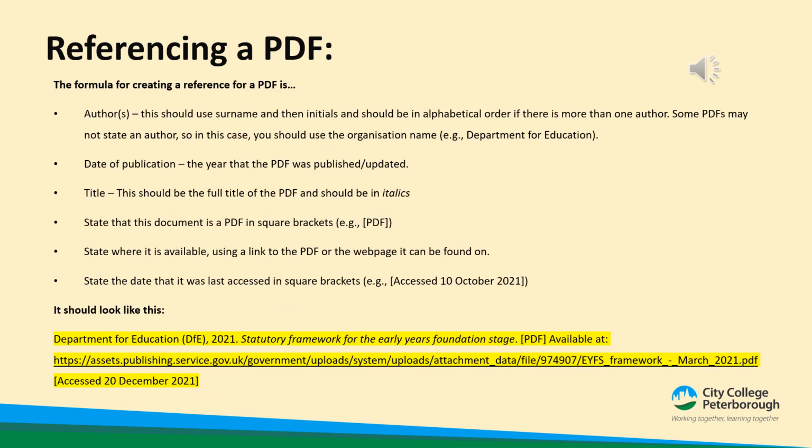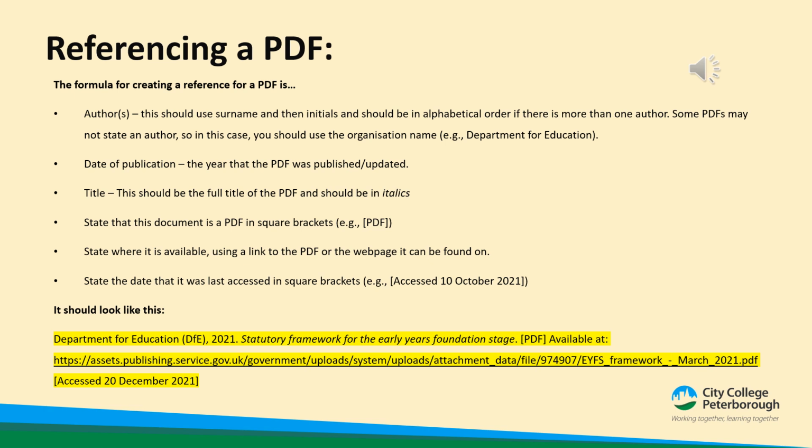Let's look at referencing a PDF next. Again, the format of this is very similar to that of referencing a book or a website, but there are some differences when writing the reference out. We start with the author or authors' names, surname, and then initials, and if there is more than one author, names should be listed in alphabetical order. Some PDFs may not state a specific author, so in this case, you should use the name of the organisation.